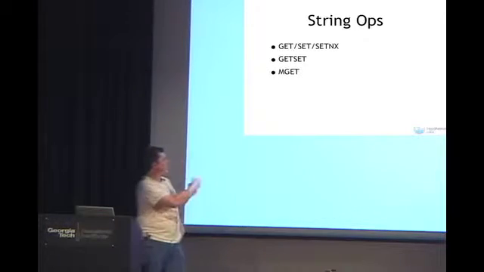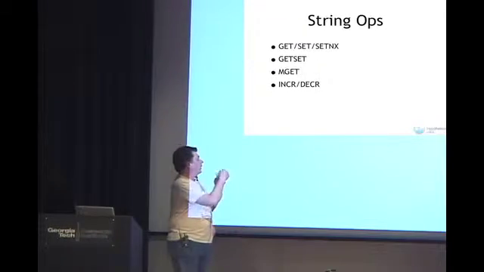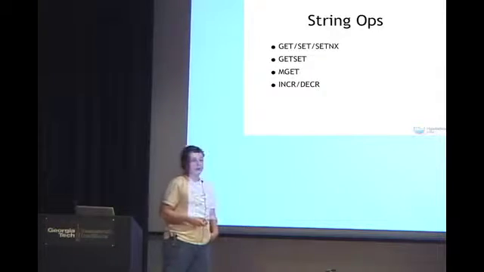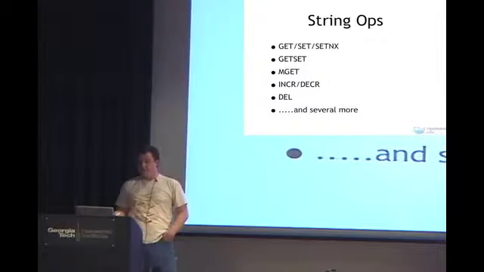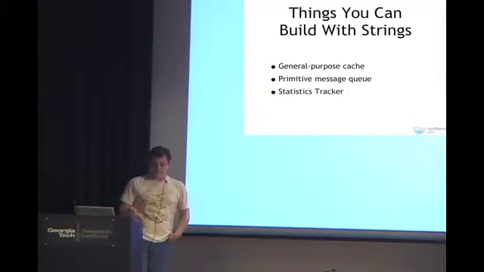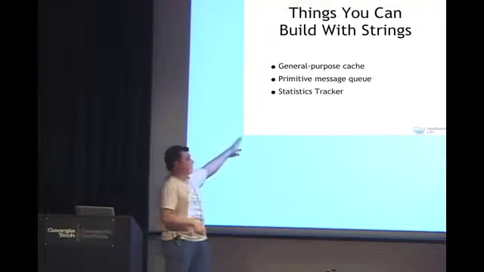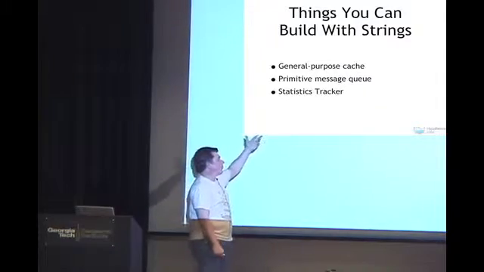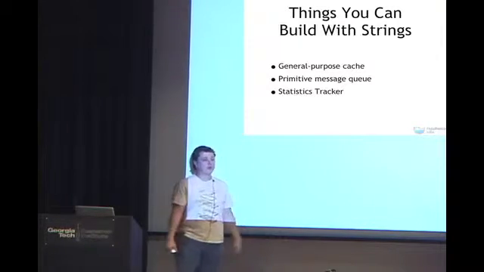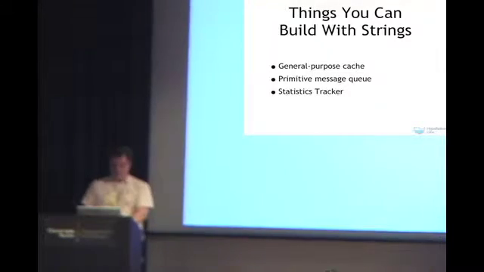Mget, multiple get, you can pull multiple things out of the data store at once. And like I was saying earlier, for the string data type, you can also increment and decrement things if they're an integer. And then obviously you can remove stuff. And there's a whole bunch more. So, things you can build with strings: obviously a general purpose cache. With just the capability that's right here, you've got a lot of what Memcached does right now. You can also do primitive message queues and statistics. You can use the increment and decrement operations to do a rough statistics implementation. And so that's what I'm going to show you guys.